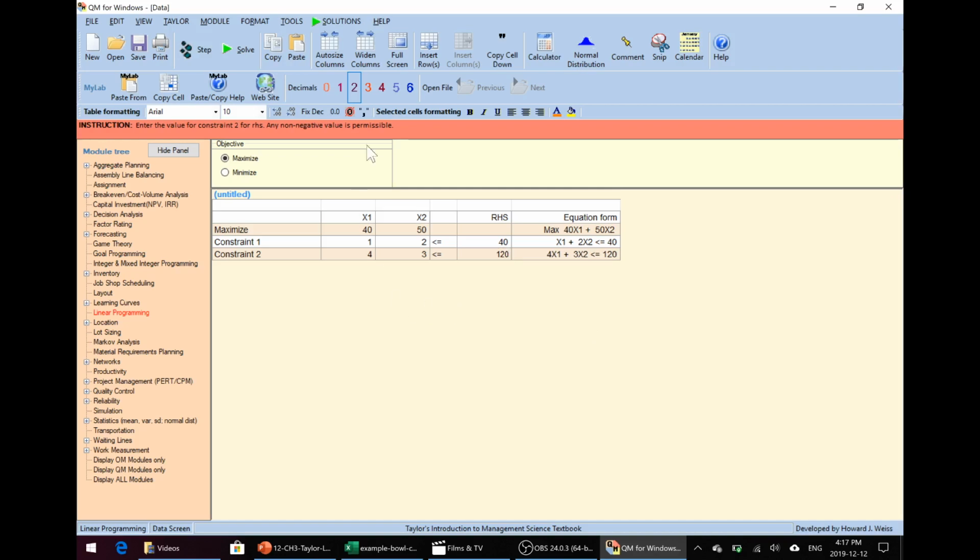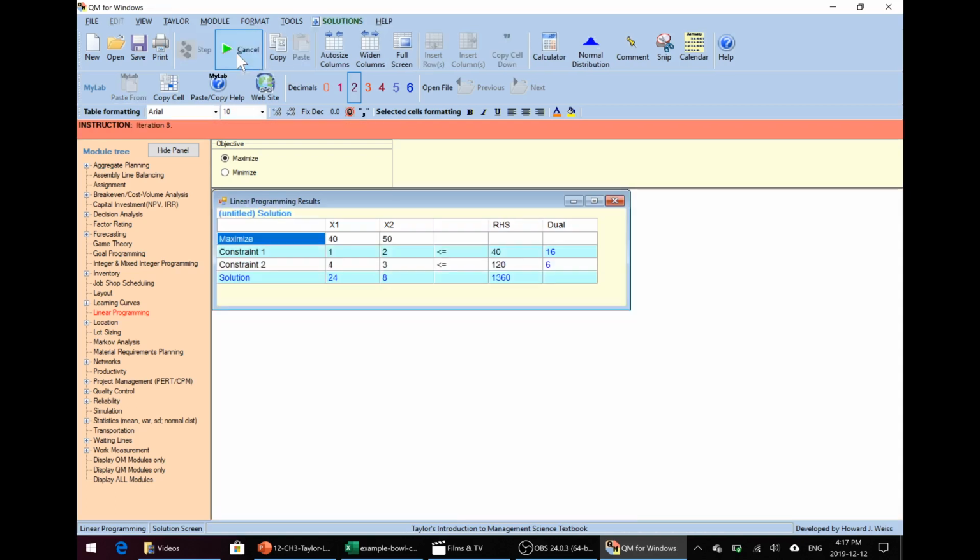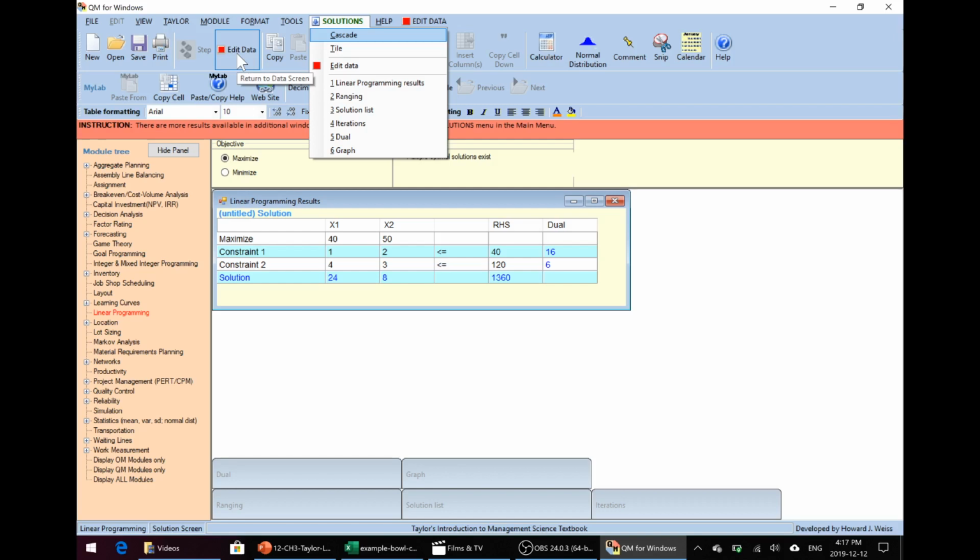So now what we do is just go to solve here, and when I click on solve, we will get the answer here. And this is interesting, that we have a solution where x1 is equal to 24, x2 is equal to 8, and z is equal to 1360. You can see also dual here, 16 and 6. Dual is basically the shadow price. It is also called dual price, dual value, shadow price, different names, same thing. It is the worth of 1 unit of that resource.